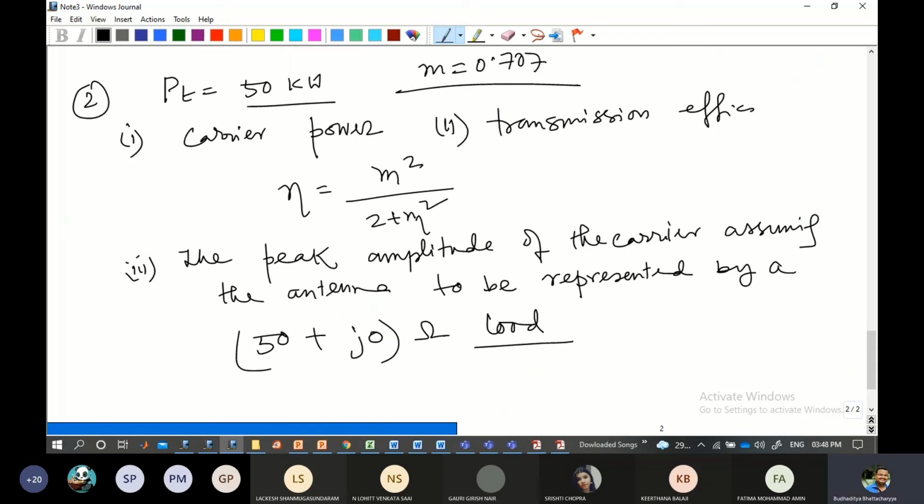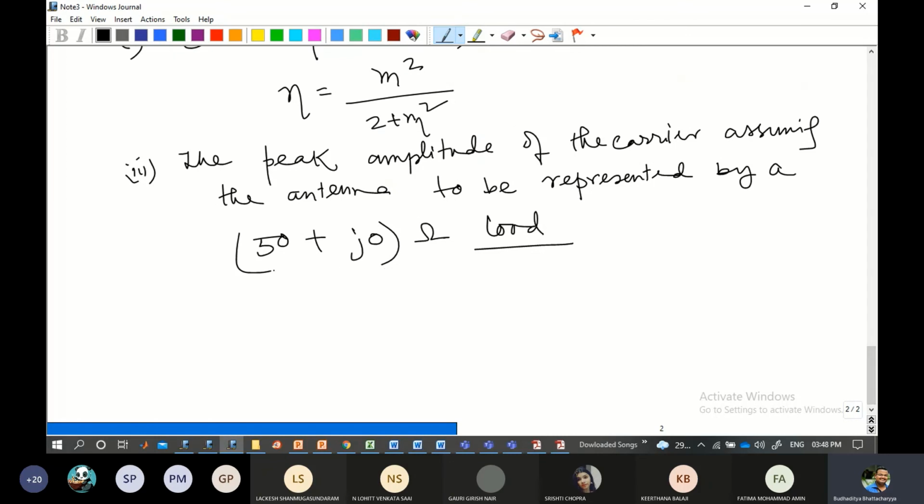Now what exactly it is, and if suppose this type of question comes in, what you are going to do. So that is why this question is. The other two portions you can manage, and this one also you can manage if you know what exactly this is. So this 50 plus J0 that you are looking at over here, this is called impedance actually.